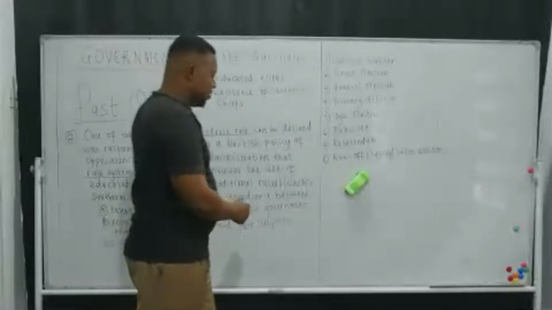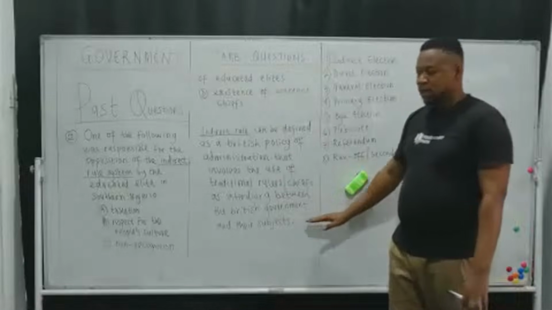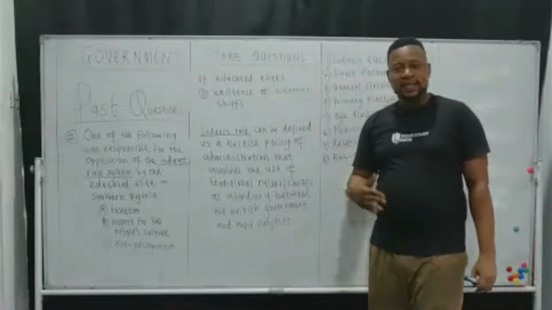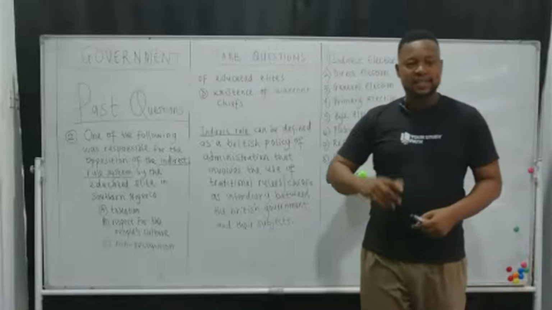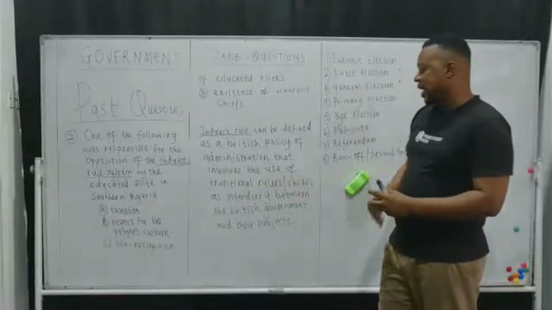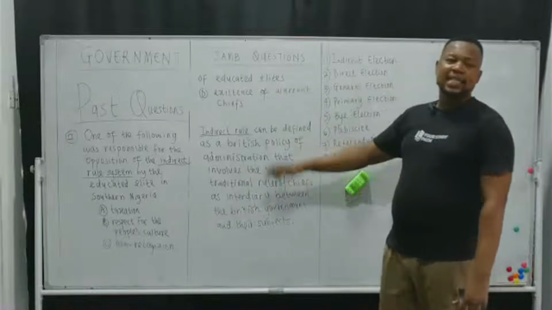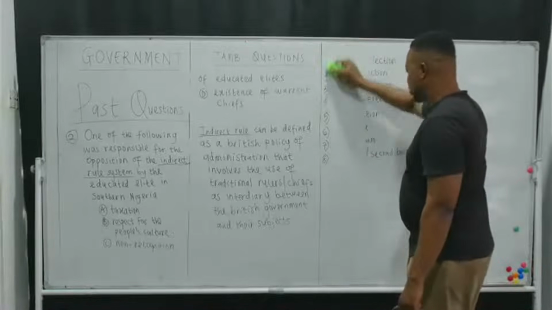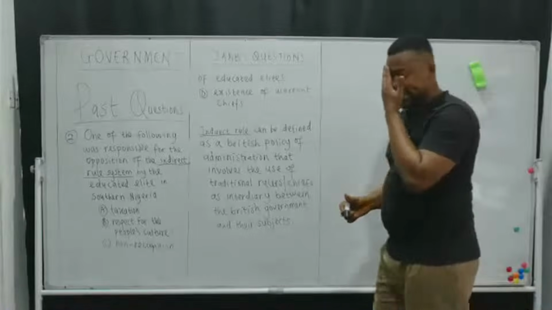Now, what is the meaning of the British subjects? Those countries that they colonized are referred to as the British subjects. In West Africa in those days, the British subjects included Nigeria, Ghana, Gambia, and Sierra Leone. So the use of traditional chiefs or rulers as intermediary between the British government and their subjects is called the indirect rule. And now, who introduced indirect rule to Nigeria? We need to understand that.